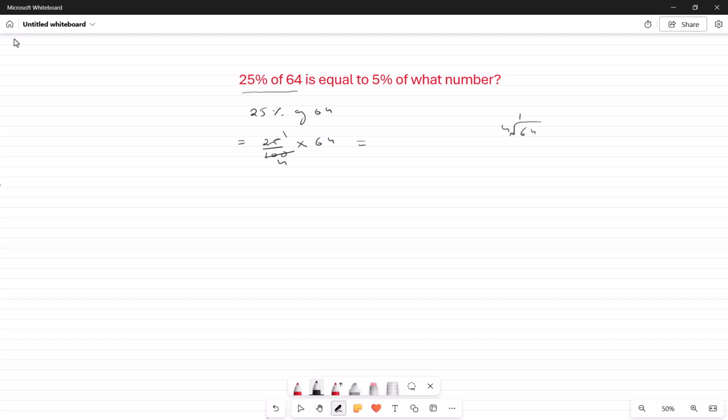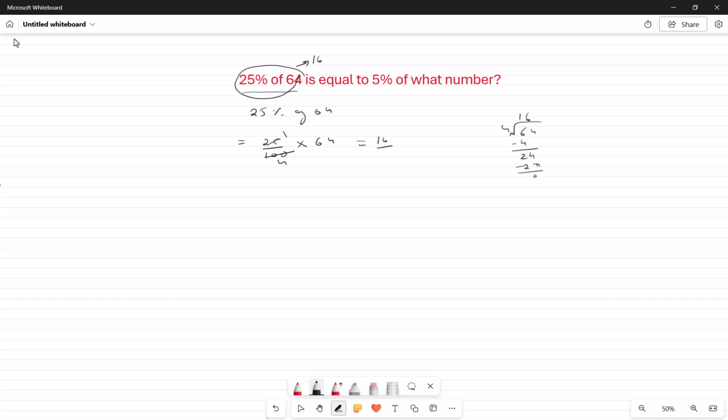4 times 1 is 4. Let's subtract this, we get 2. Let's bring down the 4 here, and then 4 times 6 is 24. And the remainder is 0, so 16. So this just becomes 16, and here's our answer for this part. So 25% of 64 is equal to 16.